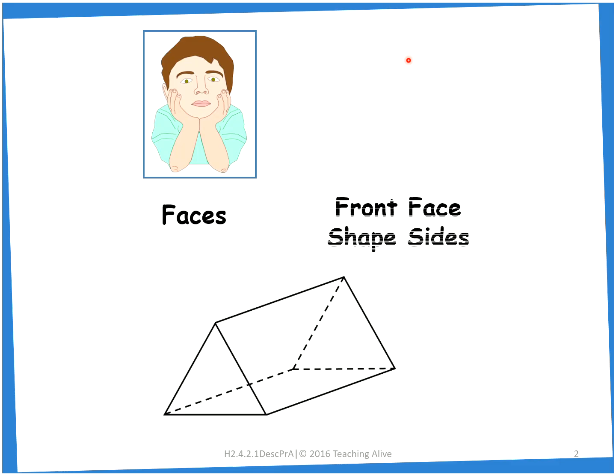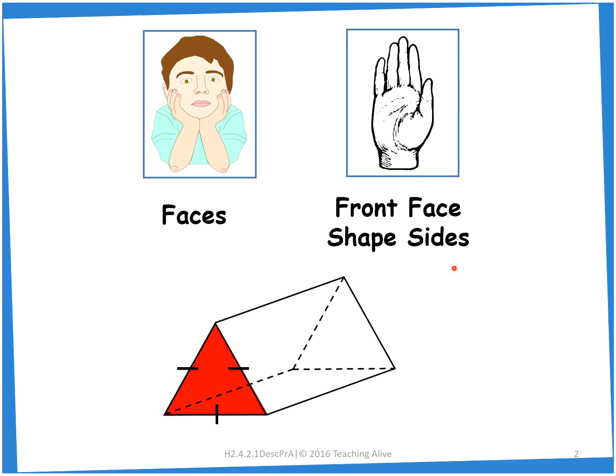We will talk about the front face shape sides a lot, which basically means how many sides this front red face has in a prism. So for this triangle on the front, we obviously have 1, 2, 3 sides. So the front face shape sides for a triangular prism is 3. And to remember front face shape sides, we can use this picture and hold our palm up.